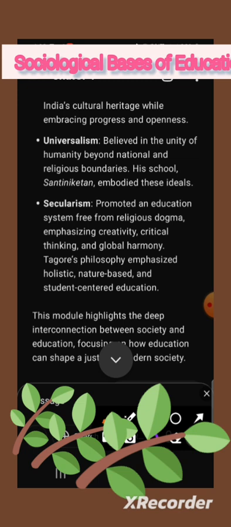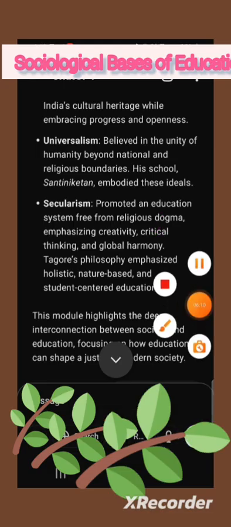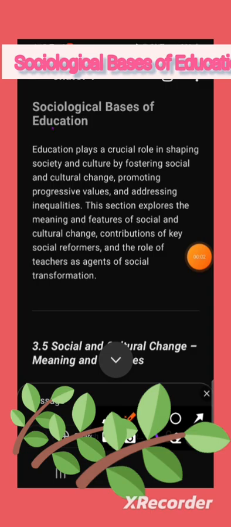Rabindranath Tagore envisioned education as a tool for holistic development, nationalism with universal values, and creative learning. Understanding these perspectives helps educators and policymakers create an inclusive, equitable, and progressive educational system. Sociological basis of education. Education is deeply connected to society, influencing and being influenced by social structures, culture, and changing norms.